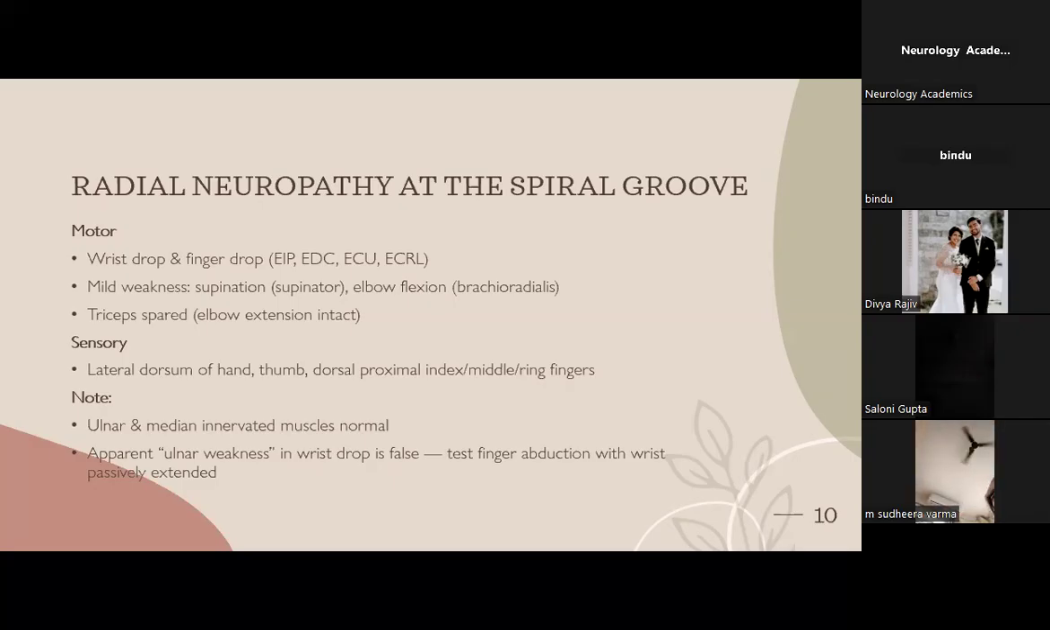Regarding sensory involvement, the posterior cutaneous nerve of arm, the posterior cutaneous nerve of forearm, and the lateral cutaneous nerve of forearm are given off above the level of the spiral groove, that is, in the axilla. So the sensation of the lateral arm and the posterior arm is spared. The sensory loss is mainly because of the superficial sensory radial branch, which supplies the lateral dorsum of the hand, thumb, dorsal proximal index, middle finger, and ring finger. So sensory supply will be lost only on the dorsum of the hand.